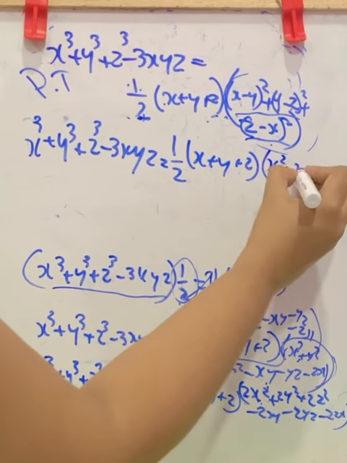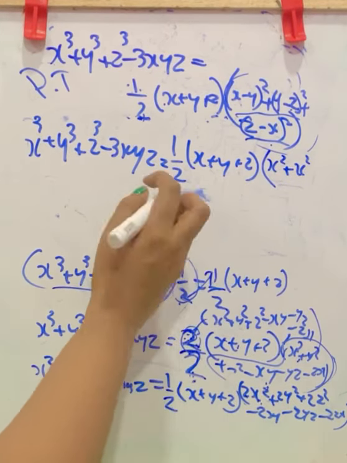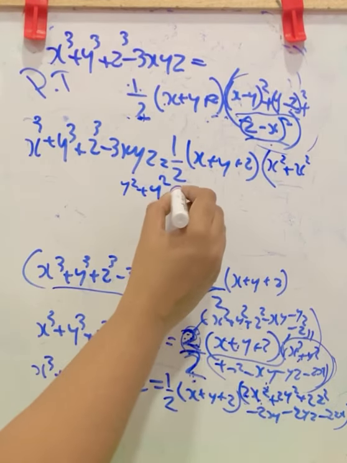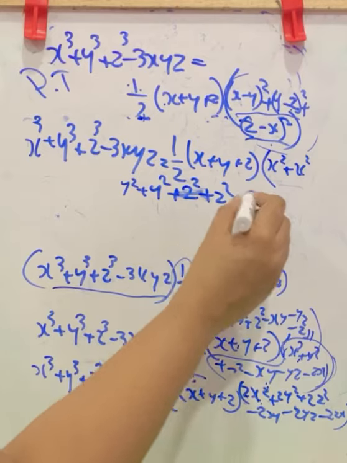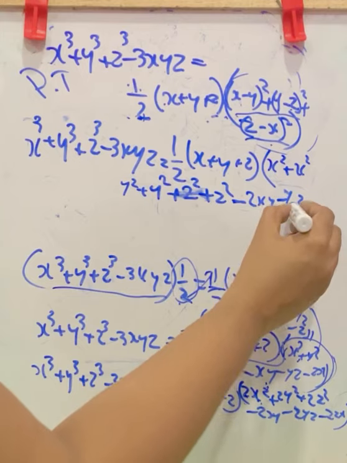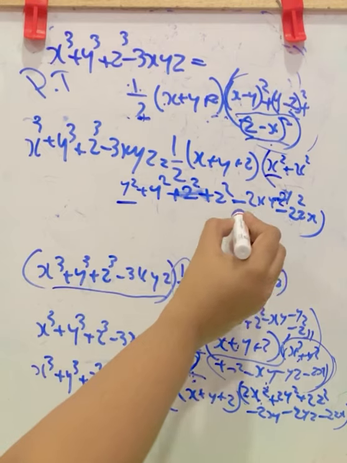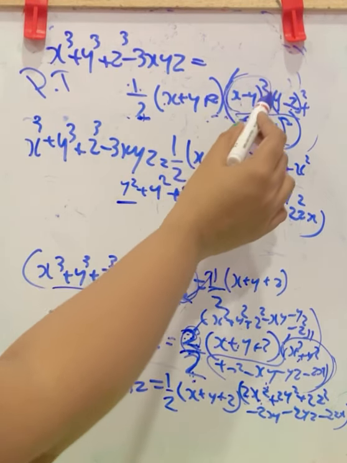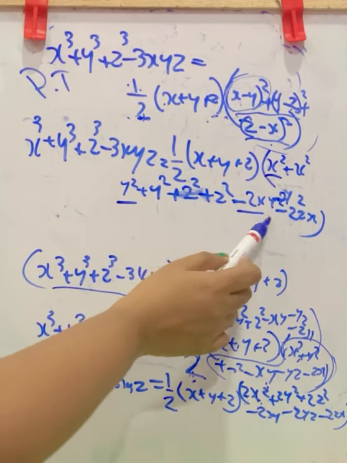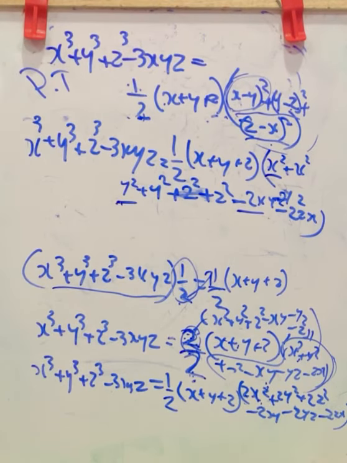x square plus x square. 2y square, I will write here, y square plus y square. 2z square, z square plus z square. Now minus 2xy minus 2yz minus 2zx. Keep it there. Now this x square, this y square and this minus 2xy, we can write as x minus y whole square. That is the expansion of it: x square minus 2xy plus y square is x minus y whole square.